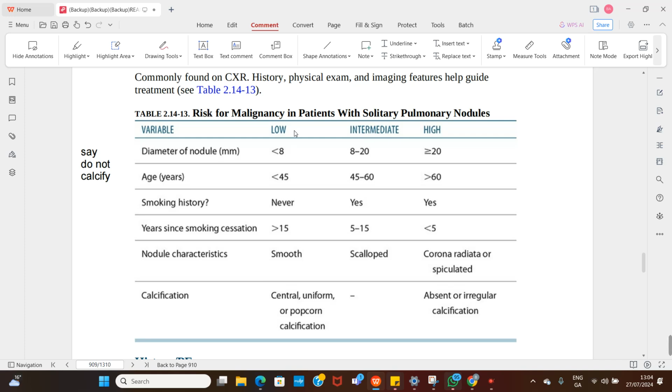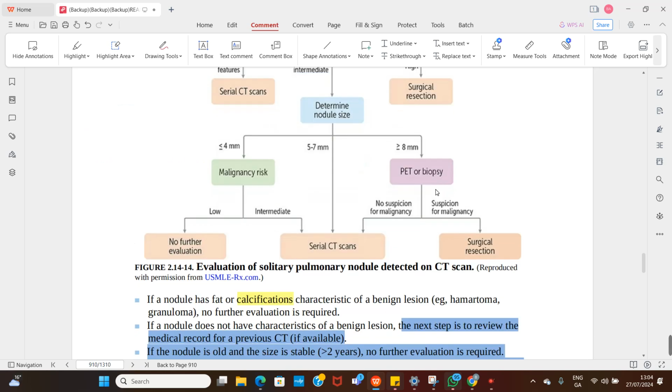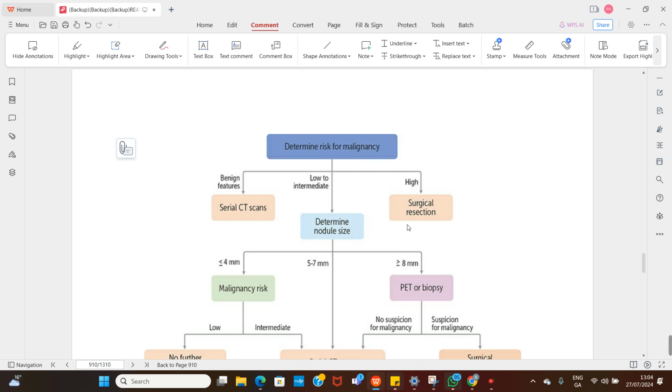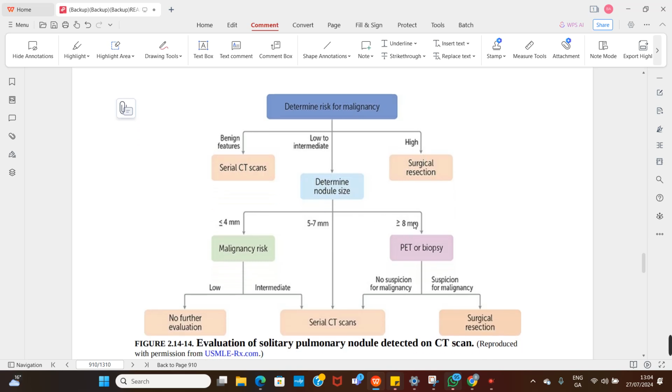Because once the diameter is 8, like you have segregated into low and intermediate, and you have asked yourself, what is the diameter? And it is 8 or above, you have to go and do your biopsy immediately. Don't even calculate anything. Just go and do your biopsy, or you do your PET scan. So if you get a high risk, surgical resection. If it's low or intermediate, you want to determine the size. How big is it? Is it more than 8 or equal to 8? You do your PET scan or you do your biopsy and evaluate whatever you find.